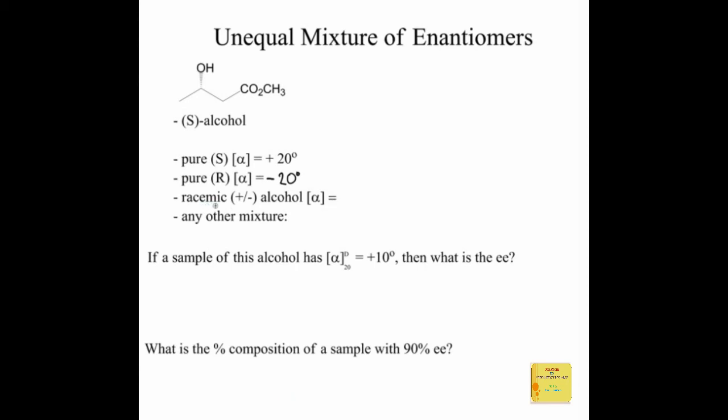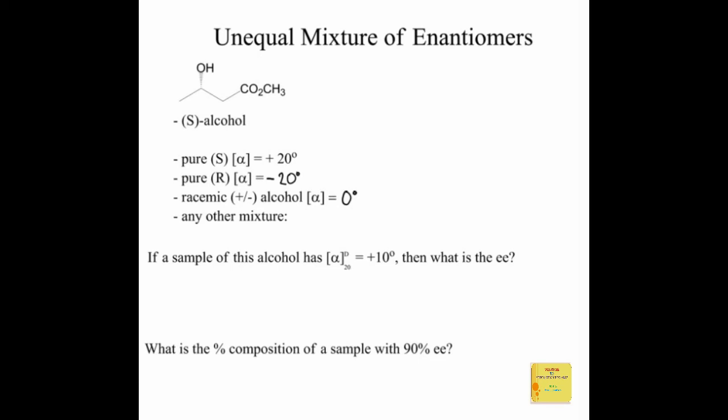What if we had the racemic alcohol? In other words, an equal mixture of the S alcohol, where this is a dash, and the R alcohol, where this is a wedge. We could describe that as a plus minus, which is a way to abbreviate a racemic mixture. What would the optical rotation be there? If we had exactly equal amounts, we would expect it to be optically inactive. Excuse me, it would be a 0 degree rotation. That's what we expect for our racemic mixture.